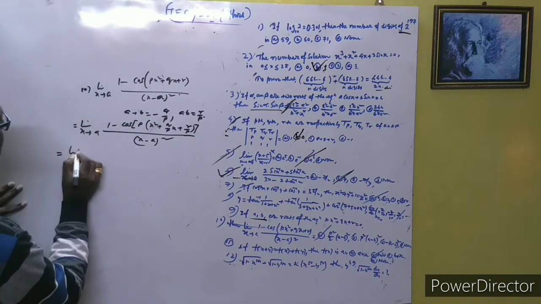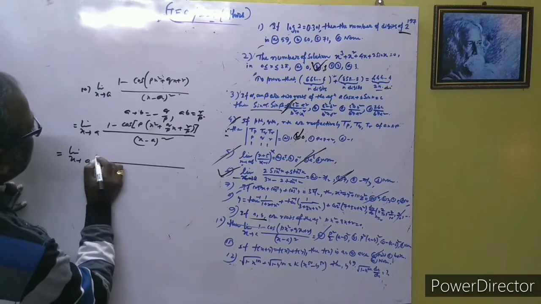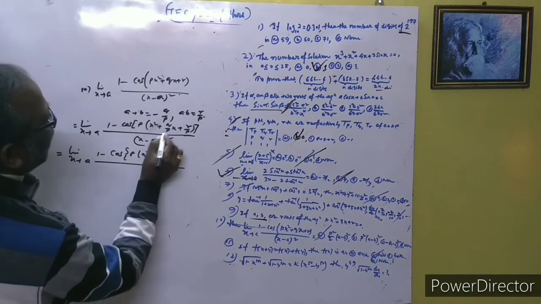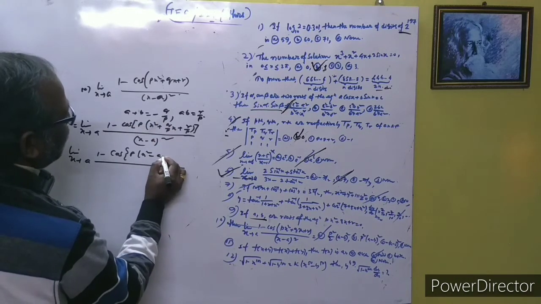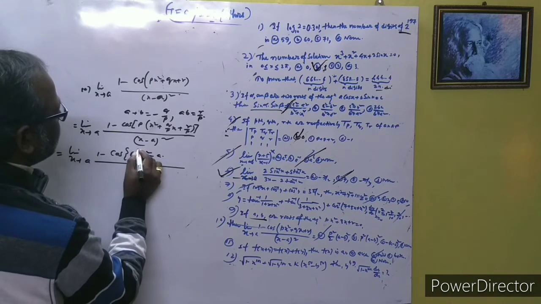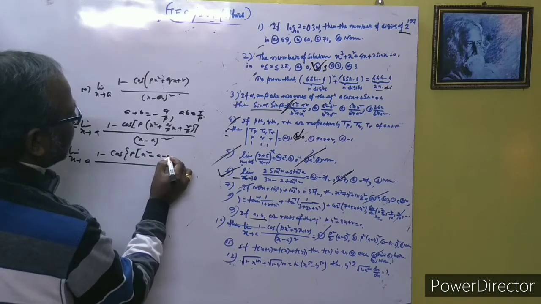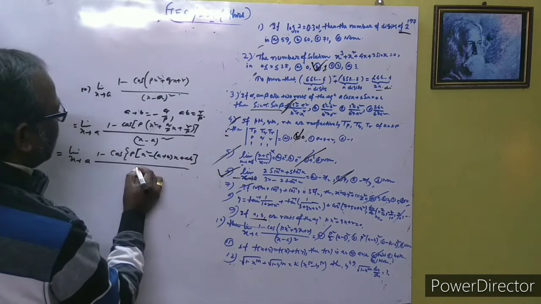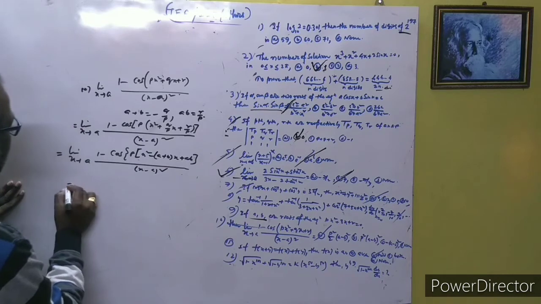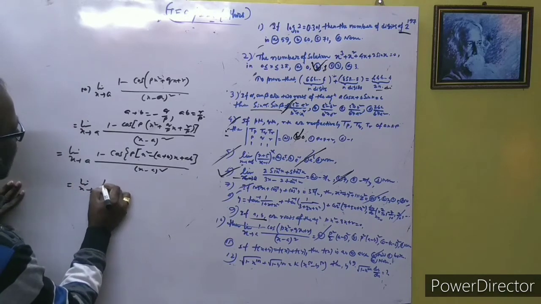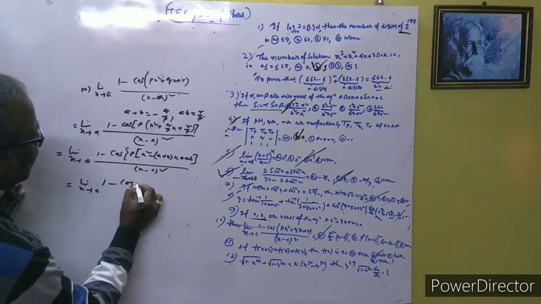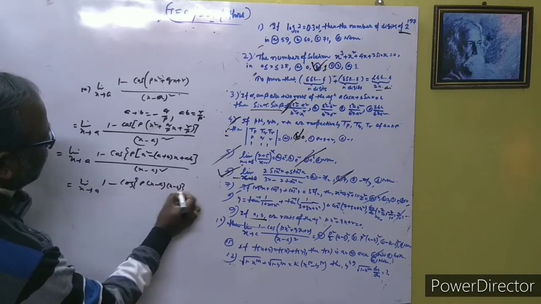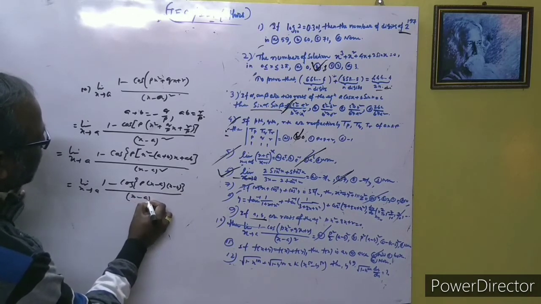And see, limit as x tends to a of 1 minus cos of p into x square minus (a plus b) x plus ab, since q by p is minus a minus b. Now over x minus a whole square. So the limit as x tends to a of 1 minus cos of p into (x minus a) and (x minus b), over x minus a whole square.